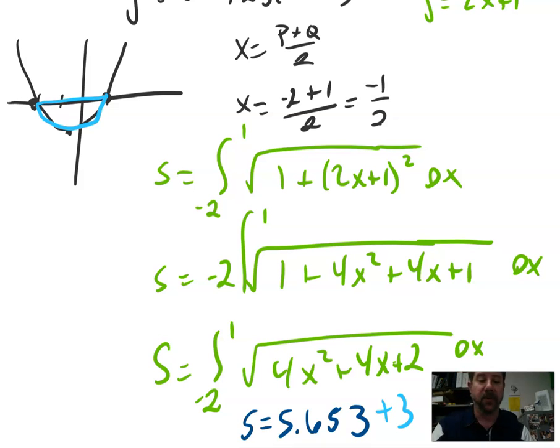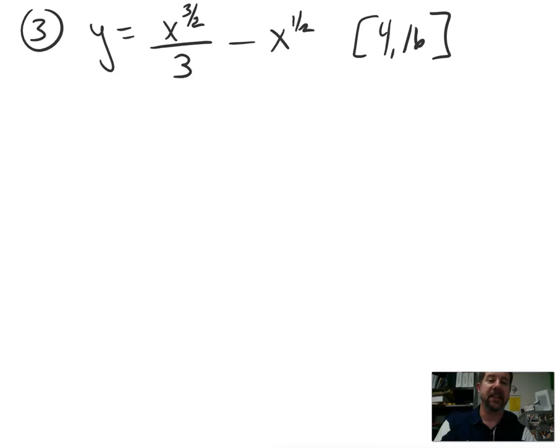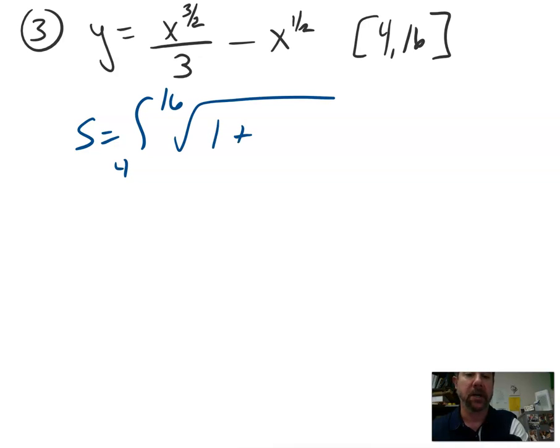So don't forget that. All right, one more example. I want to find the length of this curve from 4 to 16. In this case, I'm not going to draw a picture because we don't always have to. I'm just going to go straight to the formula. So this is s equals the integral from 4 to 16 of the square root of 1 plus f prime of x squared.